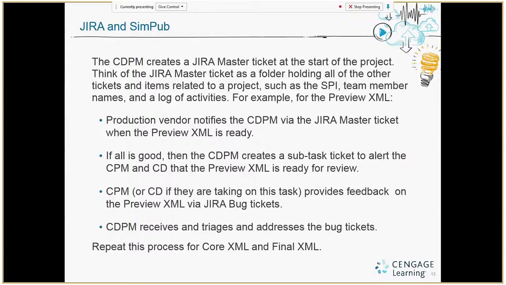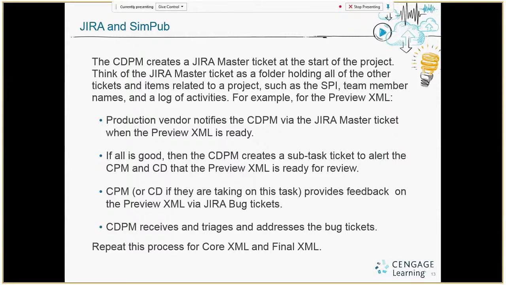The CPM or content developer will be providing feedback on the preview XML by using JIRA bug tickets. The bug tickets will go through a group that triages those tickets and assigns them to the rightful owner. In most cases, it will be the CDPM. The CDPM will then review each of the tickets that has been entered, each of the issues that have been found in the XML, and then they will address the bug tickets to the next owner.